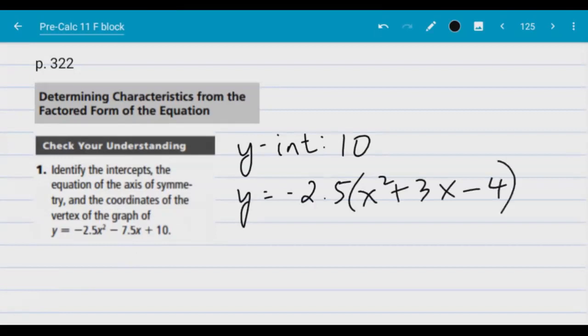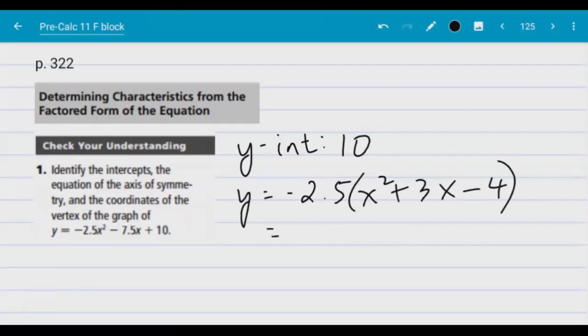All right, so let's take a moment and verify to make sure that we are actually factoring it correctly. Negative 2.5 times x squared, negative 2.5x squared, so we're good. Negative 2.5 times 3x, negative 7.5x, we're good. Negative 2.5 times negative 4, positive 10. All right.